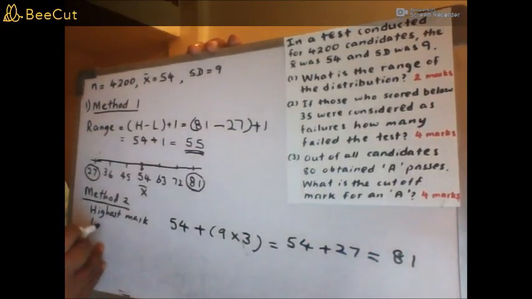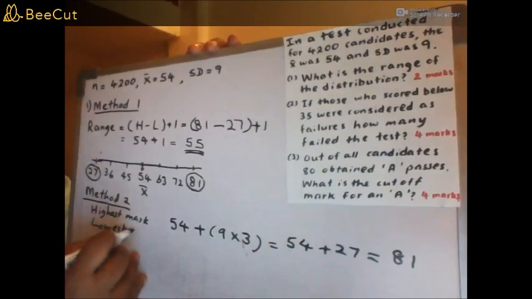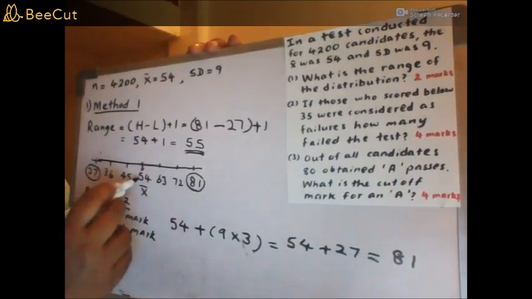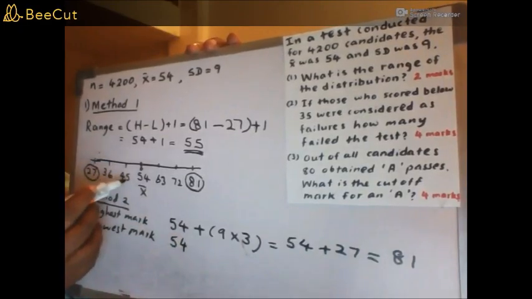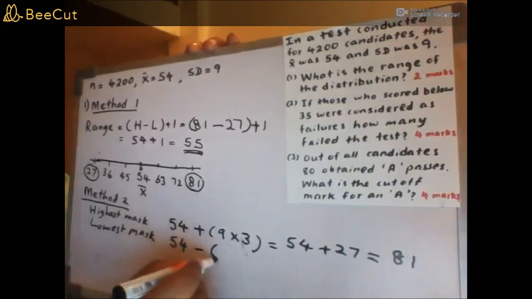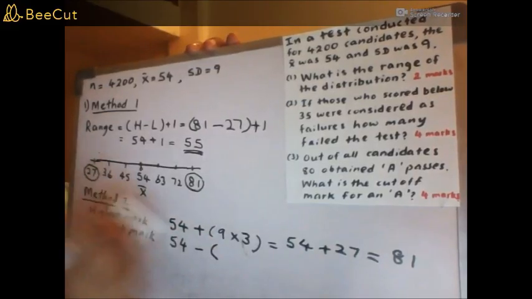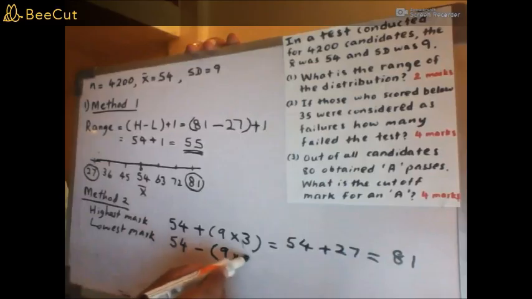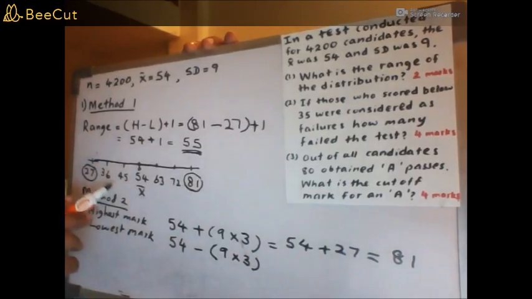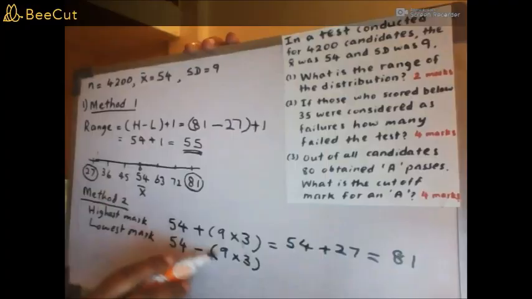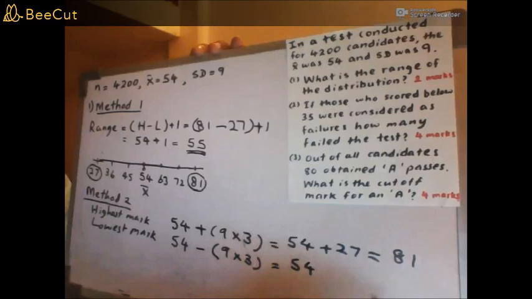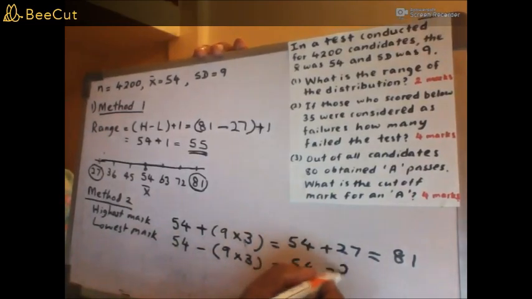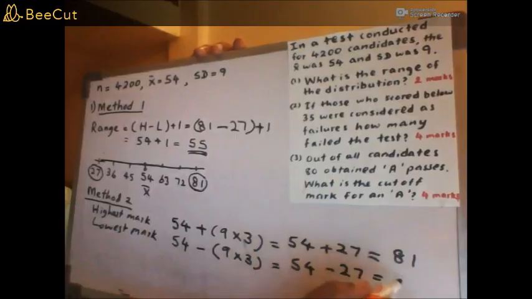Then the lowest mark. Lowest mark is 54, now plus or minus? Minus standard deviation into 3. Here 9, 9 into 3. If the standard deviation is 10, then 10 into 3. That is 54 now minus 27, that is 27.